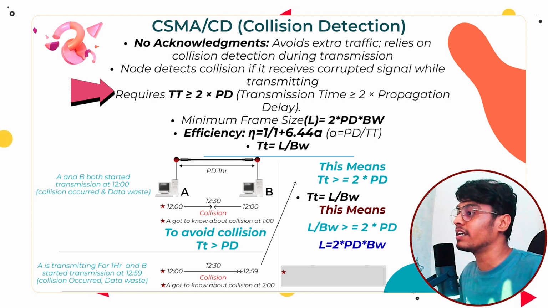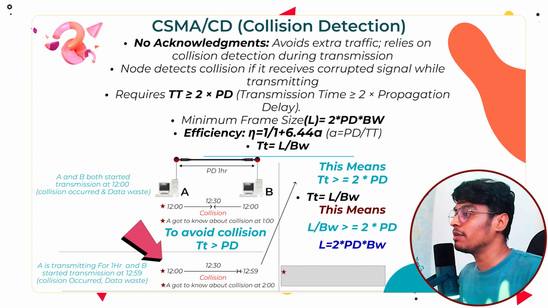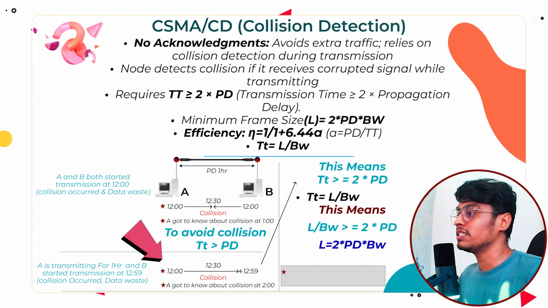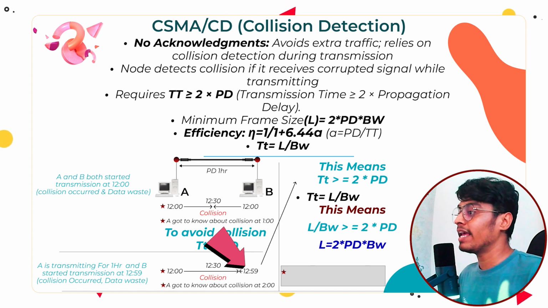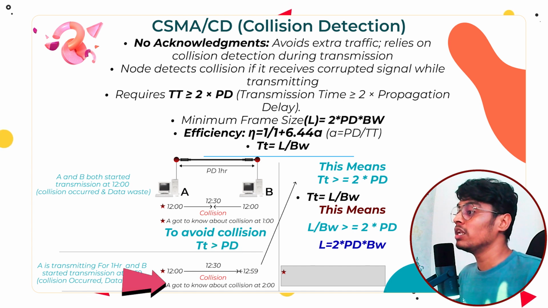Transmission time should be greater than or equal to 2 times the propagation delay. Why? Let me explain it with the worst case. In the worst case scenario, let's say A's data collided at 12:59 p.m. At exactly 12:59 p.m., B senses the point and it was idle, and it started transmitting data. So what will happen? A collision will occur here and the collision signal will reach A at 2 p.m., because propagation time is 1 hour between A and B.